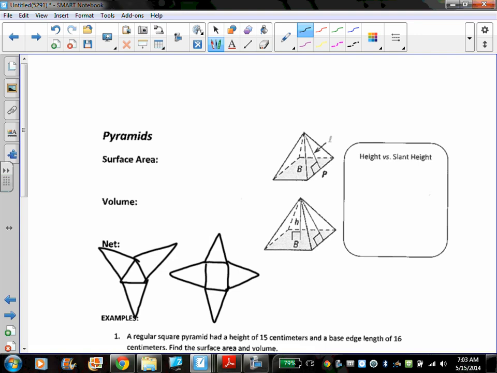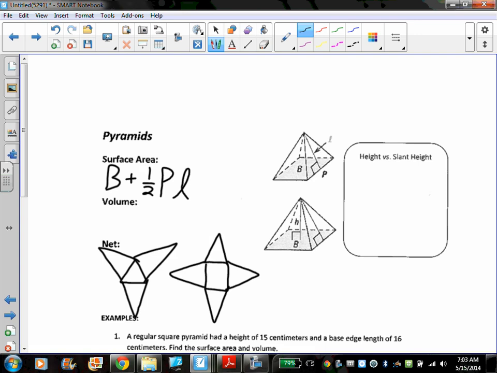So, formula for surface area. As you saw, we have that base that's there, and we're going to need that as part of the surface area. Whatever the area of that base is, whatever shape it is, that's going to be part of the formula. A shortcut to find the rest of the area, though, is we're going to add 1/2 of the perimeter of the base times the slant height.